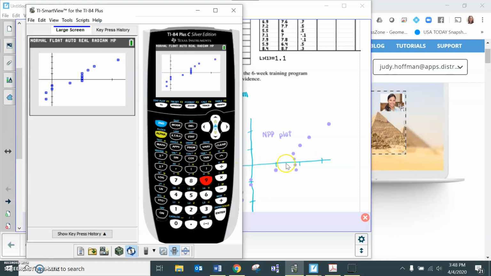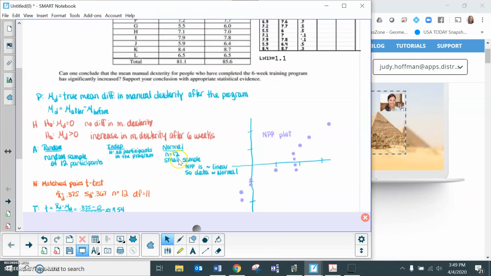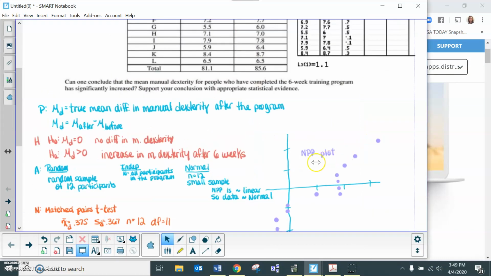So you put your data in order from small to big, you record the z-scores, and that's what you do for an NPP plot. And if you recall, with an NPP plot, what we're really looking for is to see, is this NPP approximately linear? And if it is, then we can say that our data is approximately normal. Linear and normal do not mean the same thing, so we have to make sure we specify.